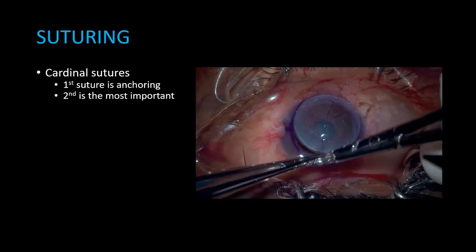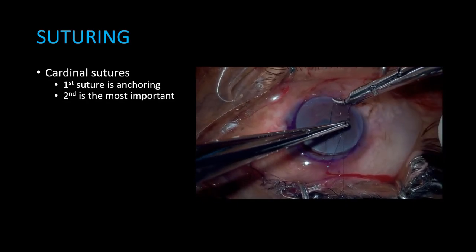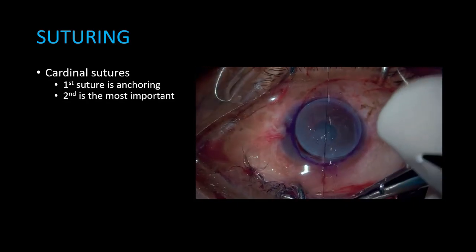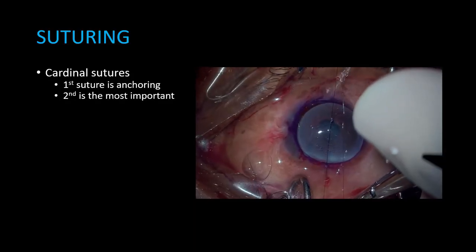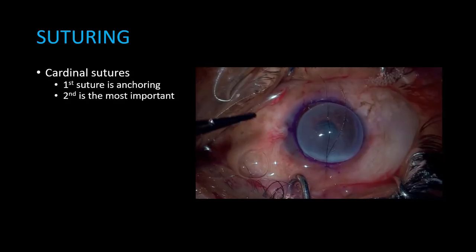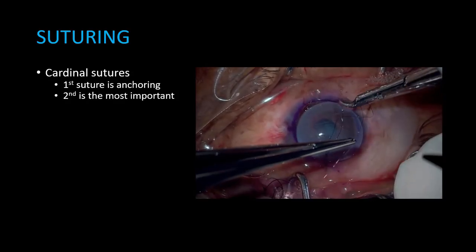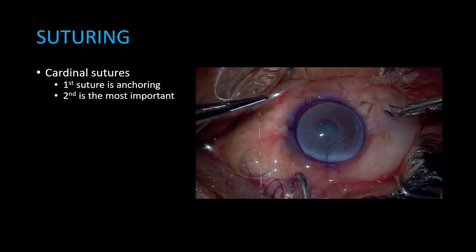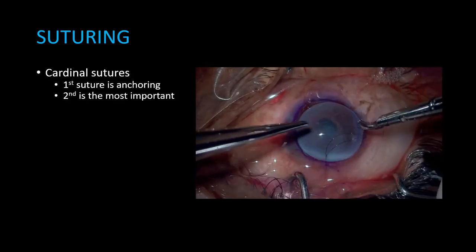And then the cardinal sutures are usually on the tighter side because the anterior chamber is not formed yet. You cannot judge the tightness appropriately. So these sutures are going to be on the tighter side. You've locked the first knot vertically, then go horizontal, vertical. That's the classic teaching.